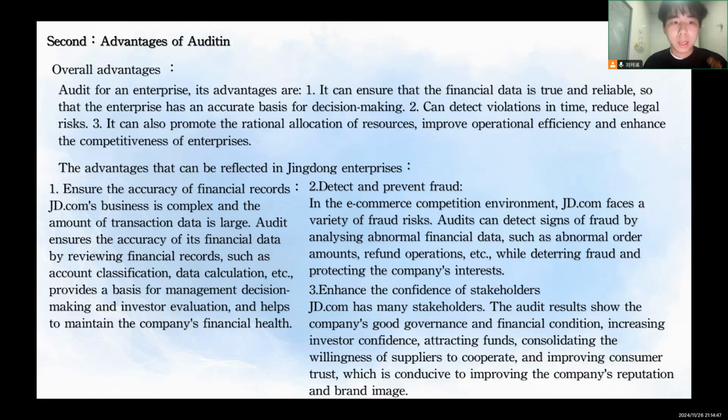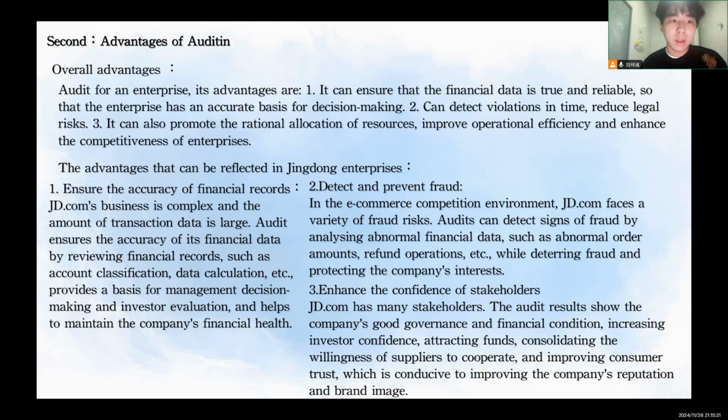Overall advantage: ensure that the financial data is true and reliable to provide an accuracy basis for decision making, and detect vulnerabilities in a timely manner and reduce the legal risk, promote rational tolerance, improve the operational effectiveness and efficiency, and enhance the competitiveness of the enterprise.